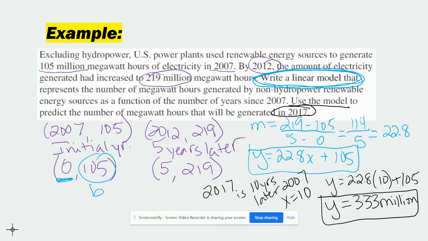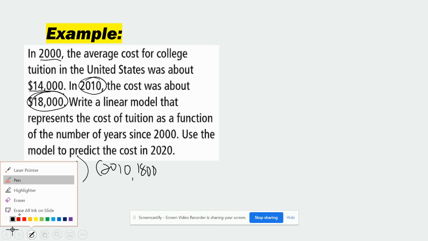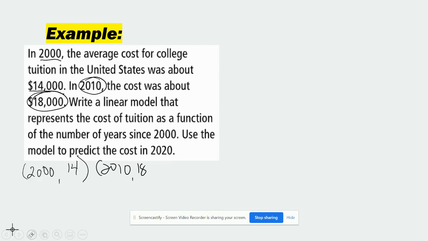So let's try another one. Average cost of college tuition. So we have 2,000 is $14,000. So I'm going to go ahead and do 2,000. And I'm going to use 14, knowing that it's in thousands. And then in 2010, it's 18,000. So 2010, 18,000. Oops, and I'm just writing 18 because I've already stated my units there would be thousands.